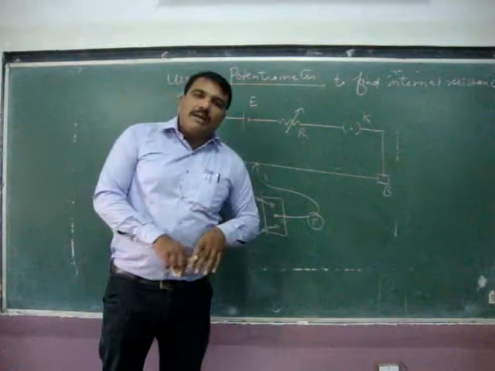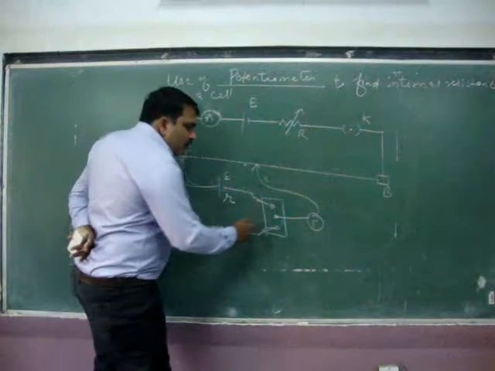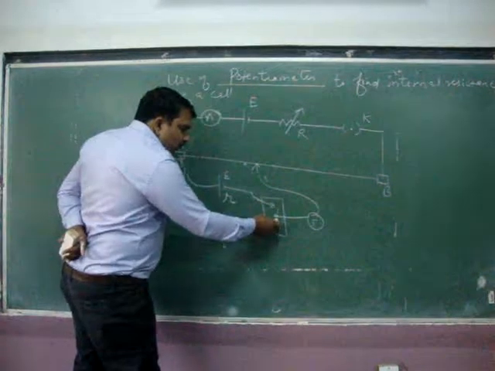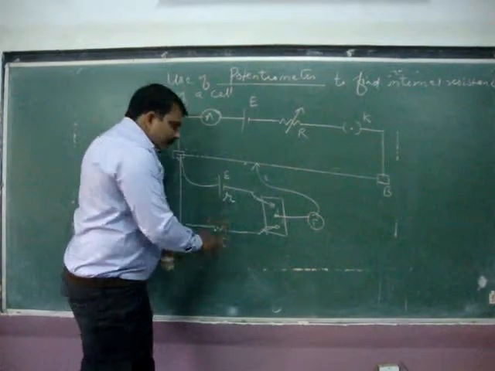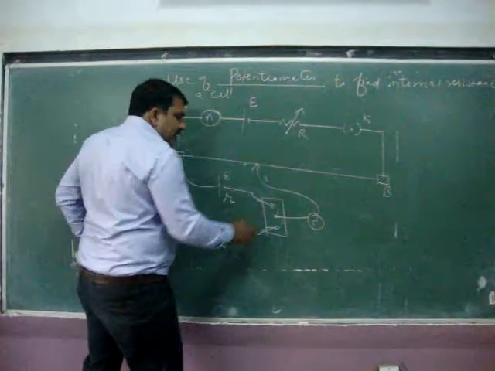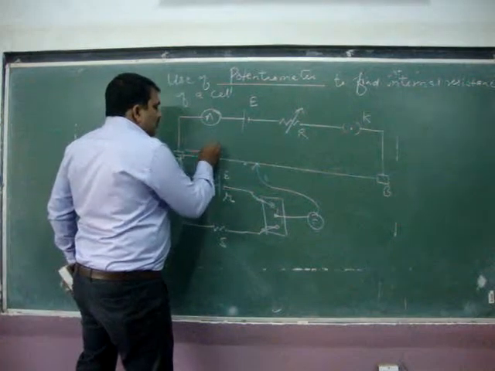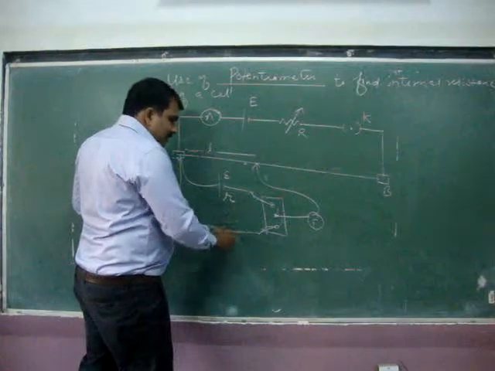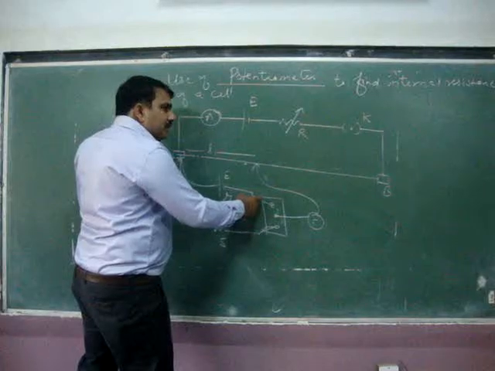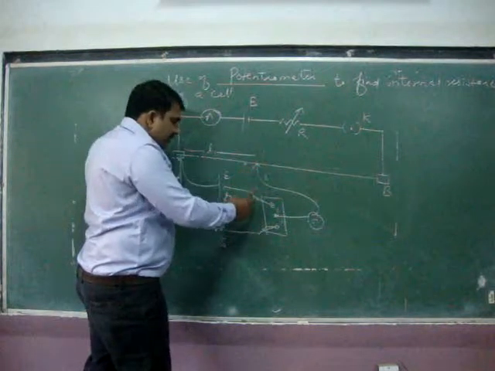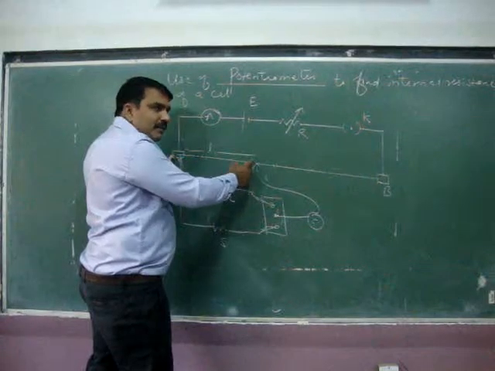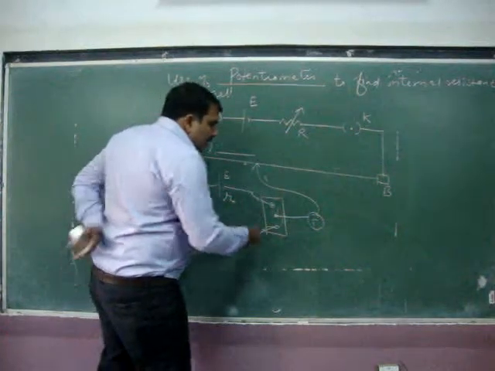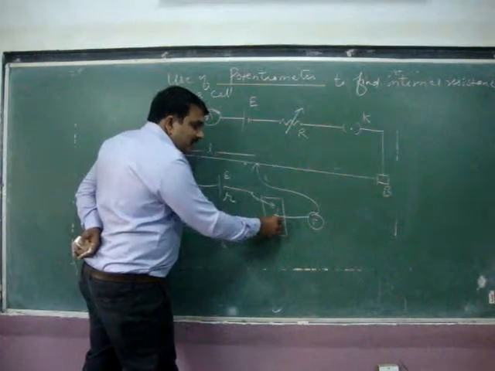Now to find the internal resistance of the primary cell, first of all you will insert the plug in gap 1. As you insert the plug in gap 1 and this is open, this resistance is not included in this circuit. So this is out of circuit, and again you find the null point, and suppose the null point is obtained at length L1. So the EMF of the cell is balanced by the potential of length L1, and you can simply write E is equal to KL1.